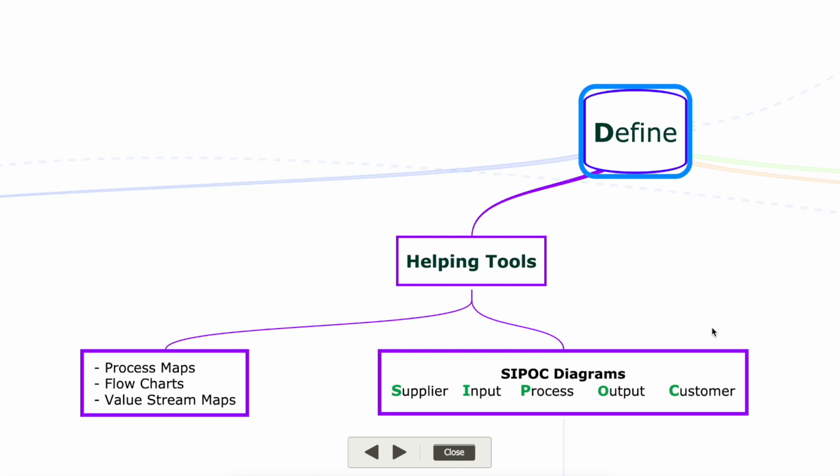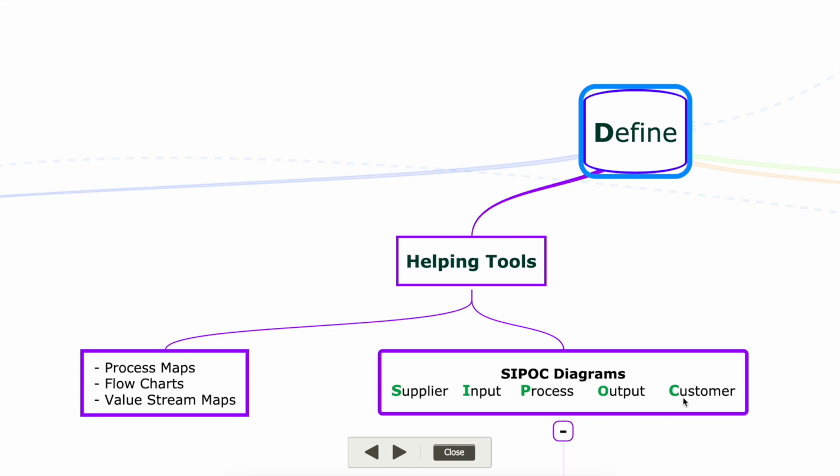Okay, so the helping tools for the define step can be process maps, flowcharts, value stream maps, and SIPOC diagrams. S stands for supplier, I stands for input, P stands for process, O stands for output, and C stands for customer. You can see this is a flow where you get raw material from the supplier as inputs, which are passed through a process, and it gives us an output that can be a product or a service, which is then delivered to the customer.